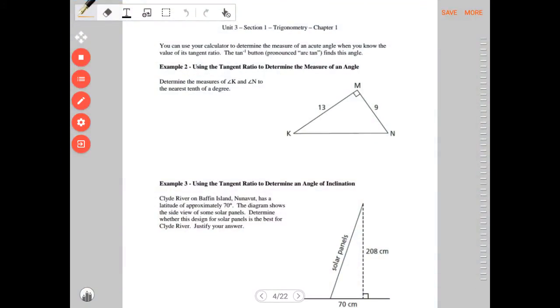Determine the measures of angle K and angle N to the nearest degree. They say angle K first, so I might as well start with that one. From angle K, the 9 is the opposite. The 13 is the adjacent. That's just what those terms mean. So we're going to write this: tangent K, or angle K, is equal to the opposite over the adjacent, so 9 divided by 13.